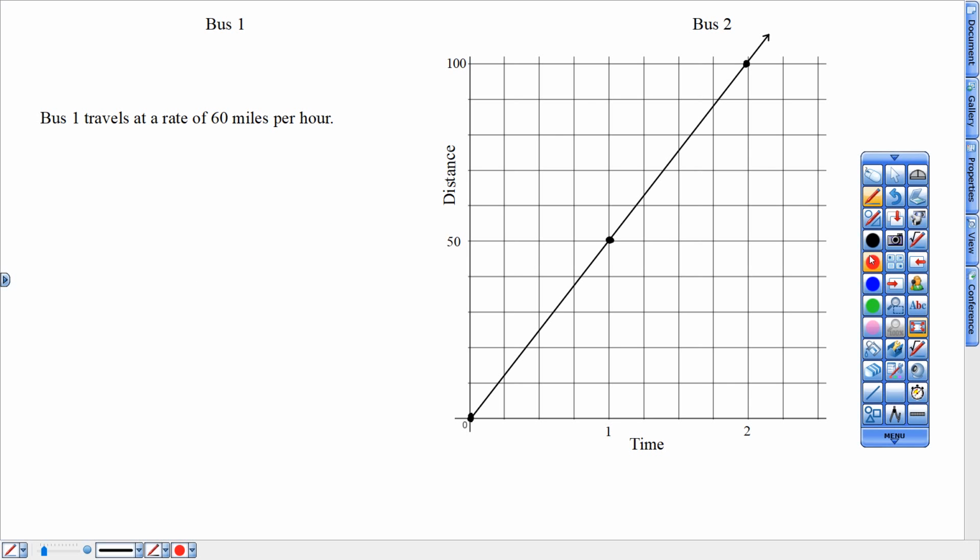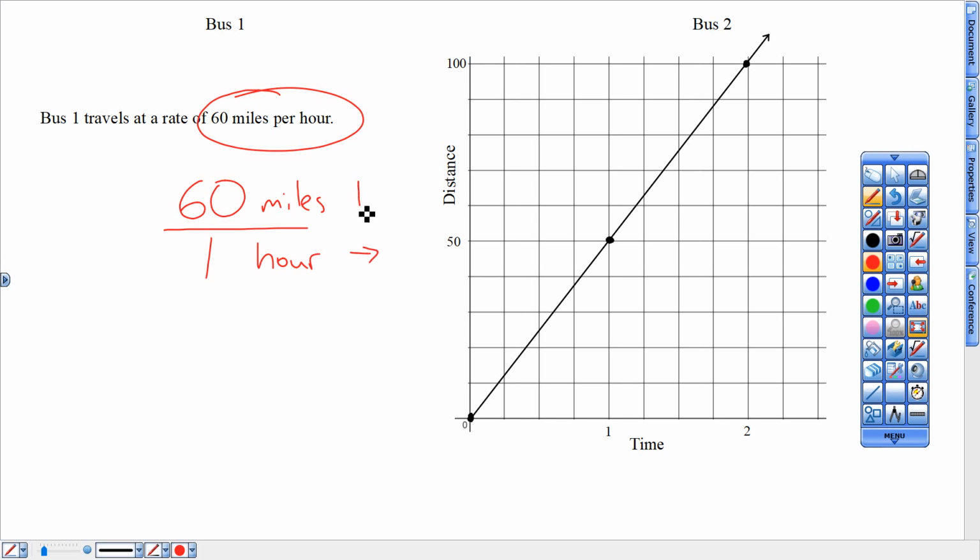Bus number 1 here has a rate in words, 60 miles for every 1 hour. That's written like this: 60 miles per, that's your fraction, 1 hour. That is 60 miles for every 1 hour. That is your slope, folks. Every time you go over 1, you go up 60.